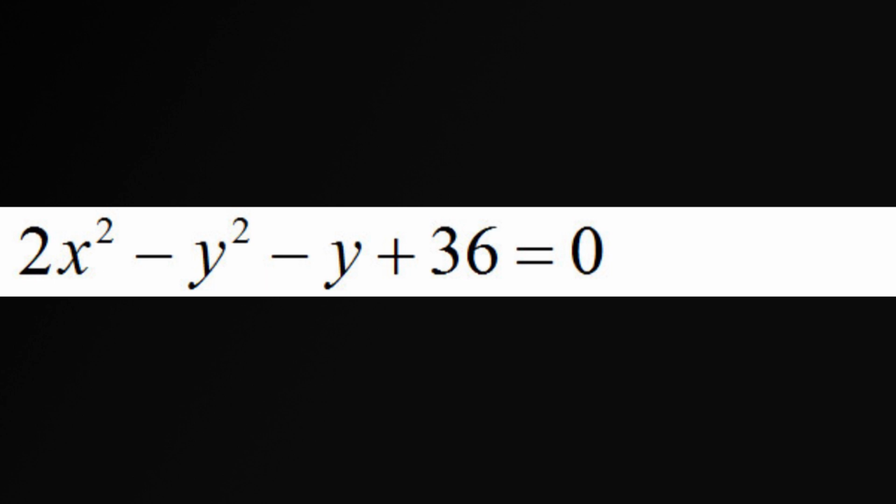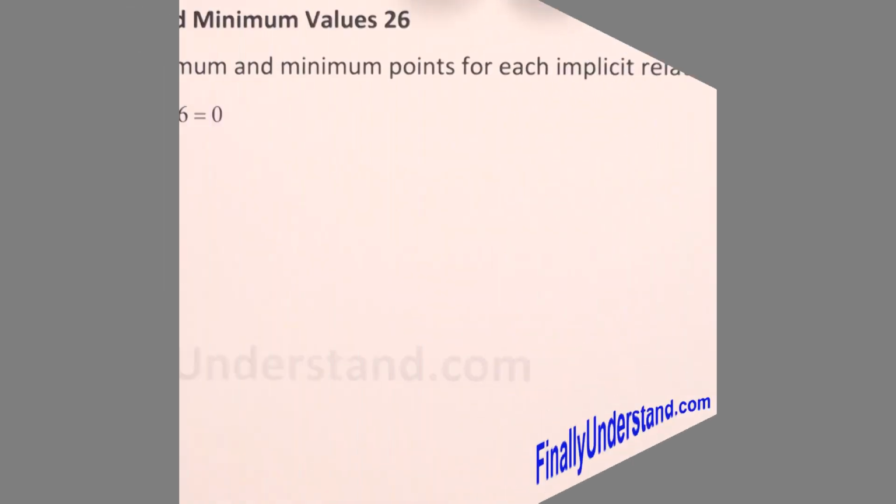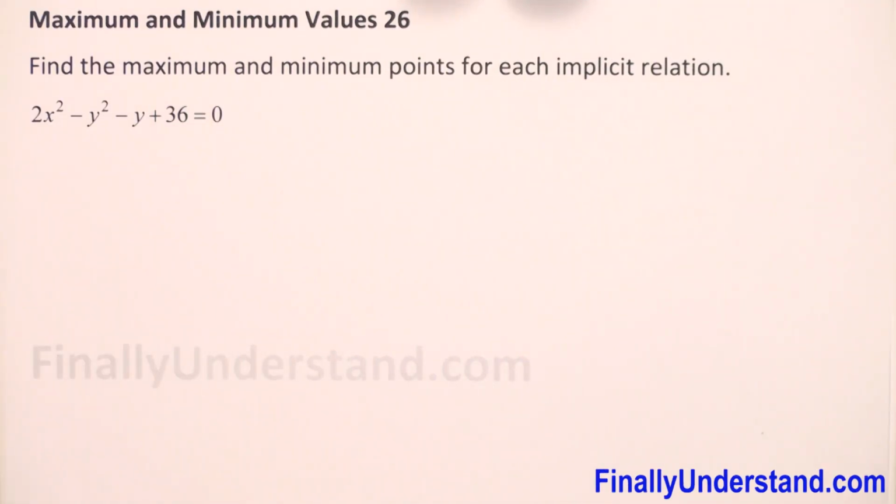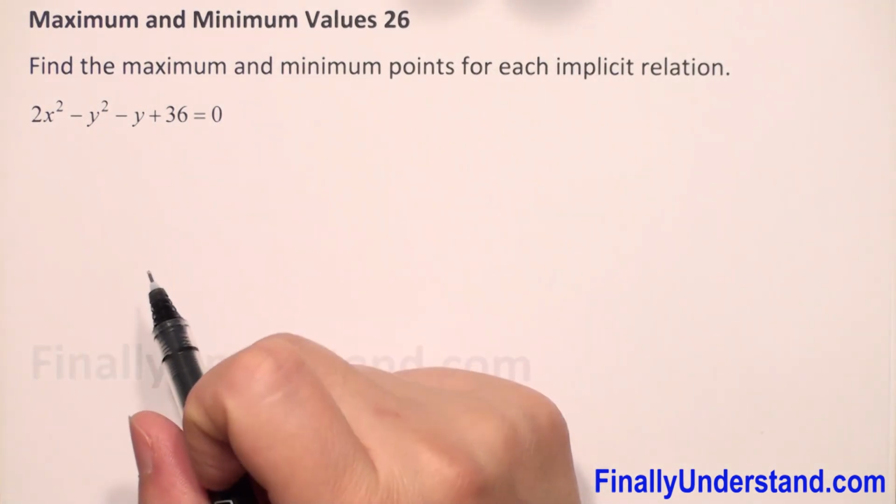We have an implicit relation and we have to find maximum and minimum points. To find minimum and maximum points, we will use the second derivative test. And don't forget that when we have an implicit relation, we have to treat y as a differentiable function of x. So first we have to find the derivative of both sides.